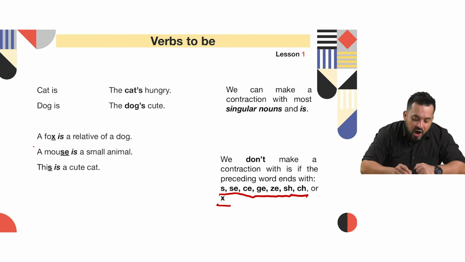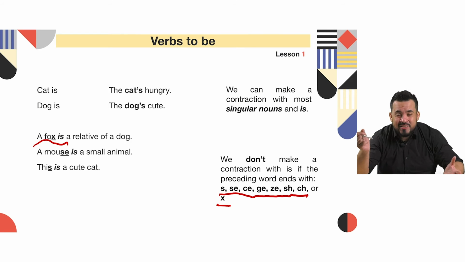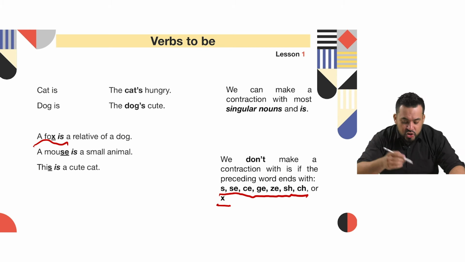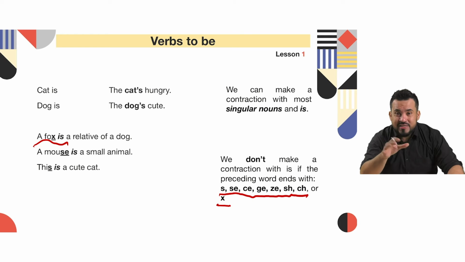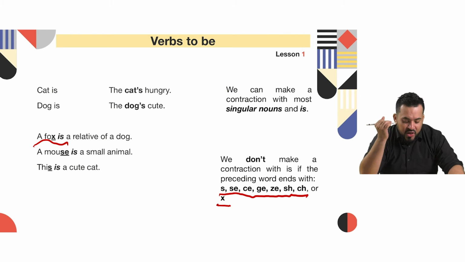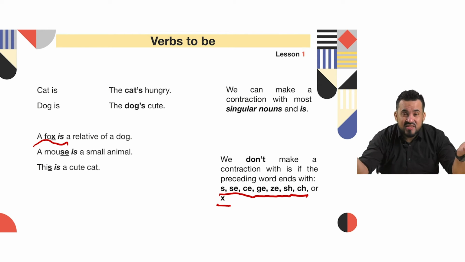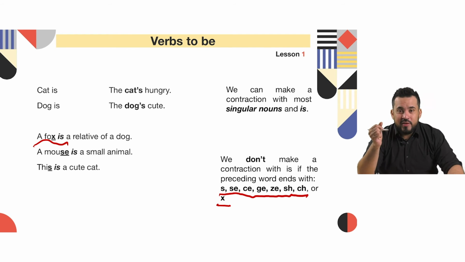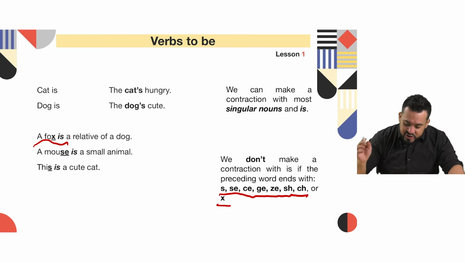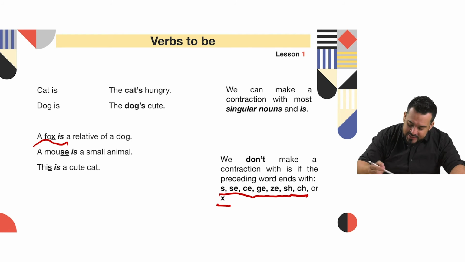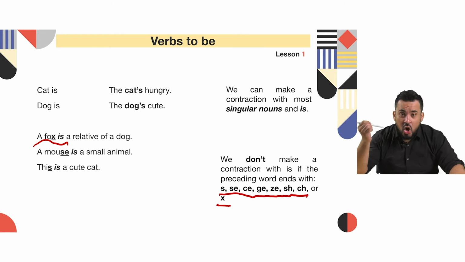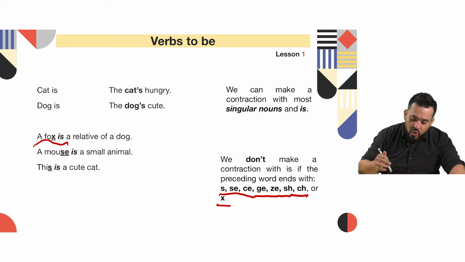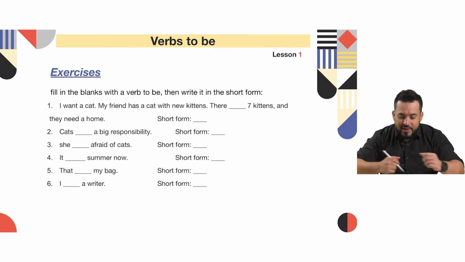So we say a fox is. We can't say foxes, that will make it sound plural. Okay, so we don't use foxes, this is. I mean, if it sounds wrong, that means probably it is. So just keep those in mind. S, SE, CE, GE, ZE, SH, or CH, or X. We don't use contraction if the word ends with these. All right, let's do a quick exercise.